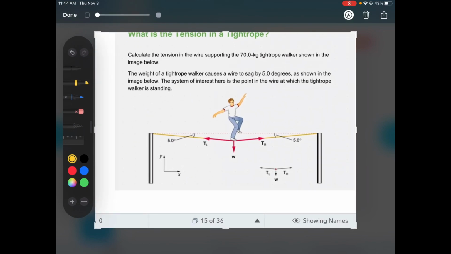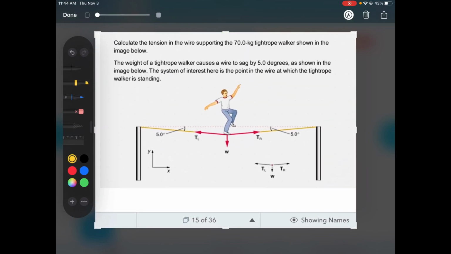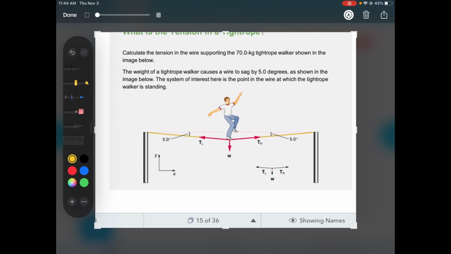So we have this tightrope walker that is 70 kilograms in mass. The wires are sagging 5 degrees on both sides. They're in the middle, so that's how you know that if the angles are the same, then the tightrope walker is in the middle. And the tightrope walker is just standing there, not moving, so there's no acceleration.